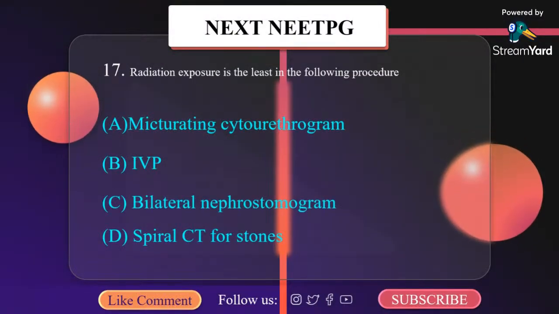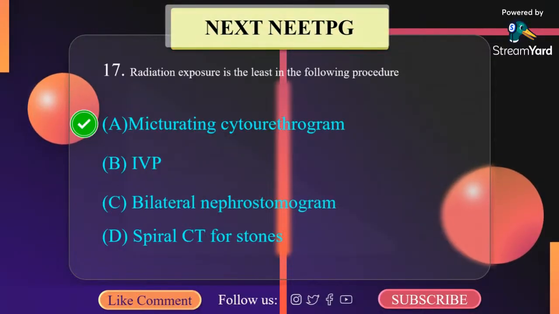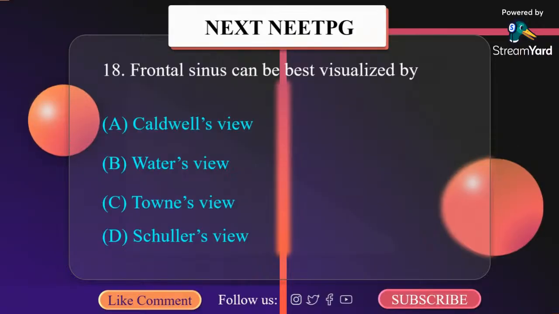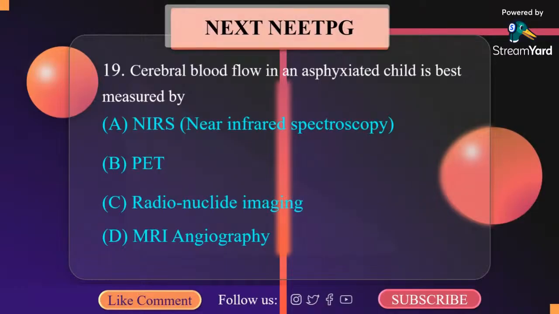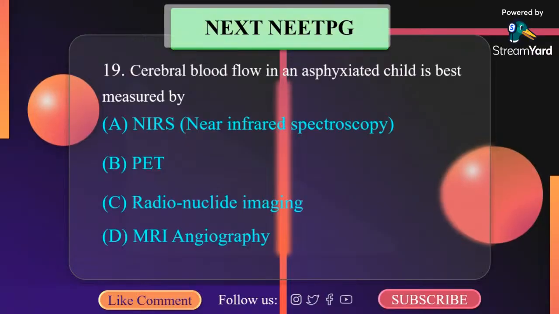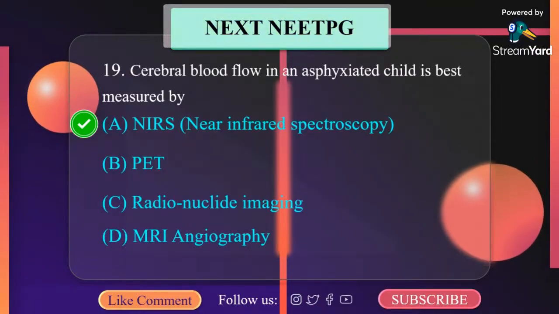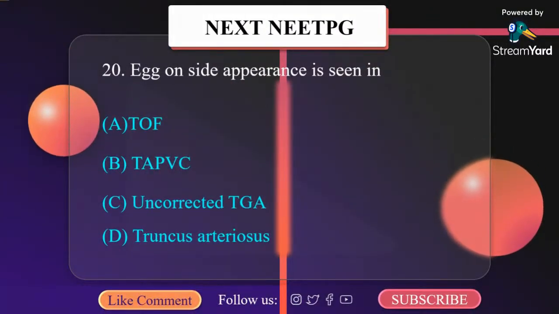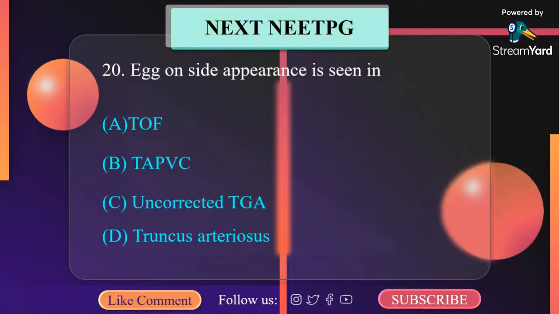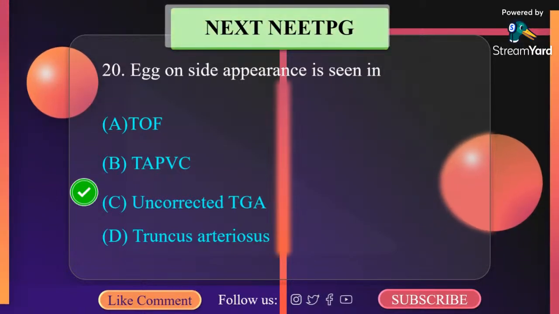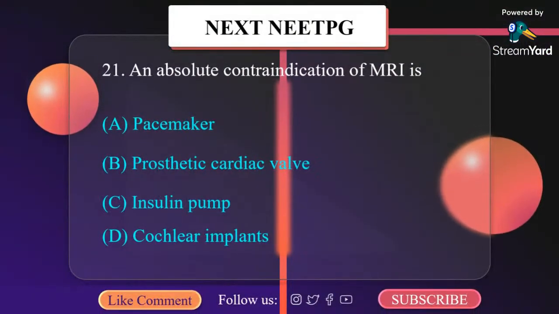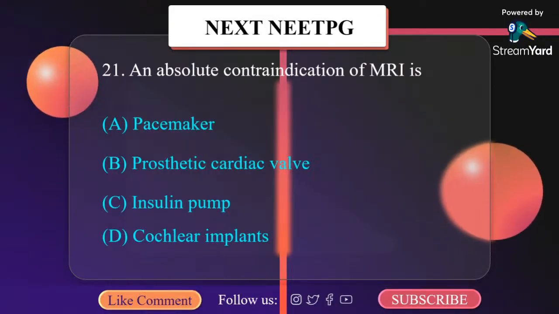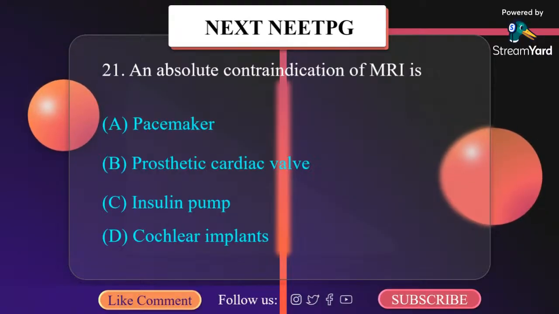Radiation exposure is least in which of the following procedures? It is McCarthy's hysterectomy. Frontal sinus can be best visualized by Caldwell view. Best assessed by NIRS, near infrared spectroscopy. An absolute contraindication of MRI is, well, in fact, all of them are absolute contraindications. All of them are contraindications.